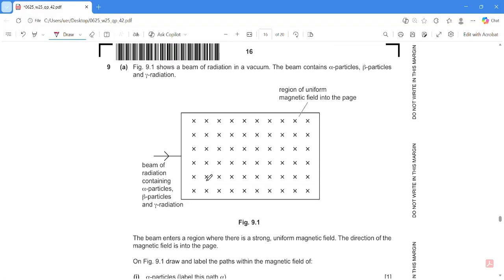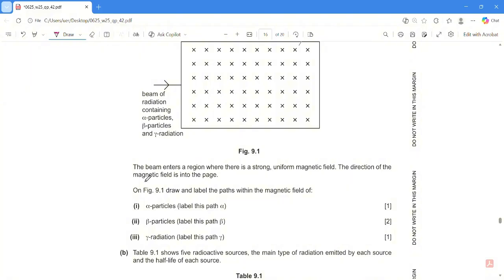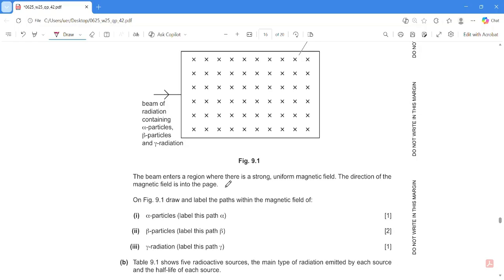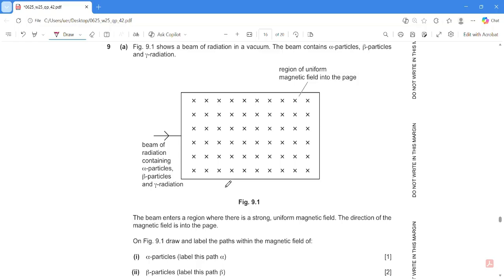Next, number 9. Radioactive. The beam enters the region where there's a strong magnetic field. Draw and label the path within the magnetic field of the alpha particle. Okay, so this one, how to do it? You have to use this hand sign. Remember this? Fleming's left hand rule.